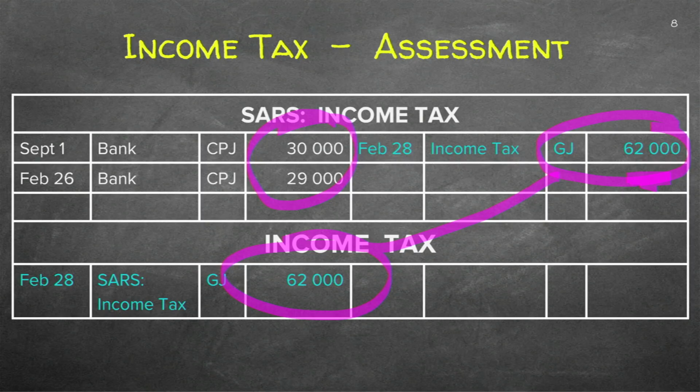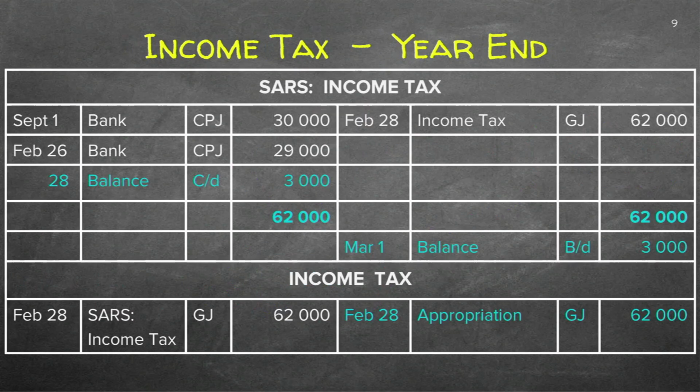You will note that I have got a folio of GJ, because obviously bringing income tax into account will require a journal entry. And you know that journal entries are simply a summary of what we've done in the general ledger. And so my journal entry would be debit income tax and credit SARS income tax. And the narration would be income tax brought into account.